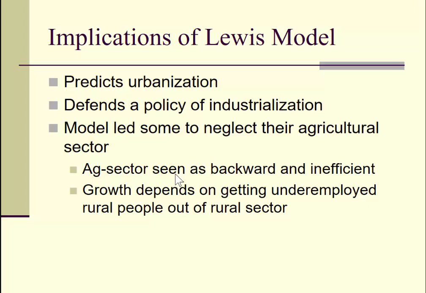Economists who read the Lewis model also said it's great to have industry. Something in industry is leading to the process of growth, and we want to focus our policies on making our country safe for industry. This model actually has this dark side where it leads some to neglect the agricultural sector. Lewis has influenced economists to think that the agricultural sector is backward and inefficient, unable to innovate, and a Lewis economist would say that growth depends on moving people outside of that rural sector and into the cities.